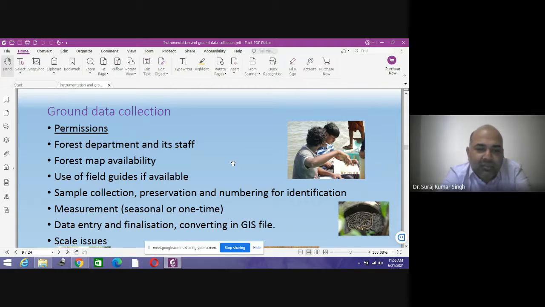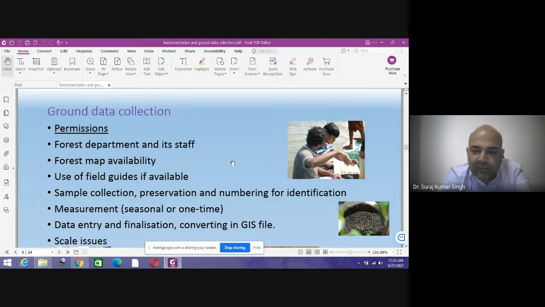Then, ask the forest department whether your team is capable of conducting the survey on its own, or whether you require any forest personnel or other staff who are very familiar with the terrain and the area to accompany you. That all depends on your objective.